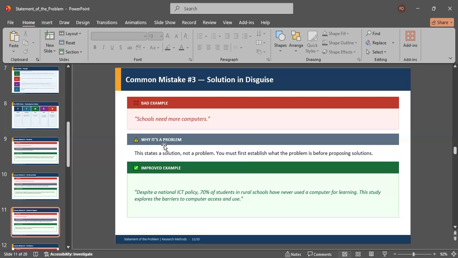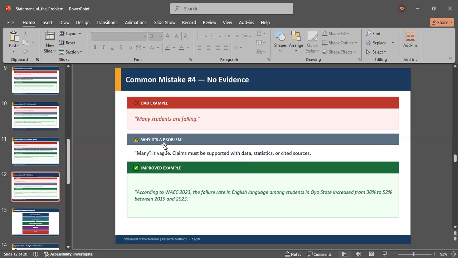Apparently, this person has done the proper homework by discovering that people in rural areas are the ones experiencing this problem. People in urban areas are not really feeling it. So if school needs more computers, then students in rural areas should be the beneficiaries. Examples like that. Now I said the study explores the barriers to computer access and use. That's common mistake 3. Let's go to common mistake 4.